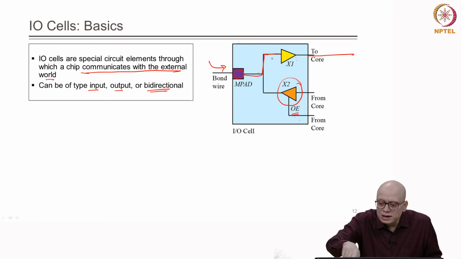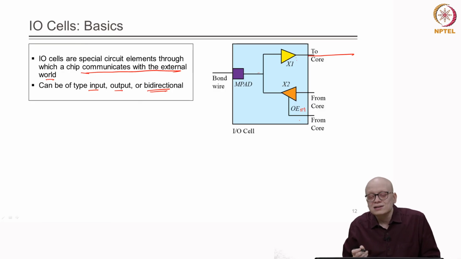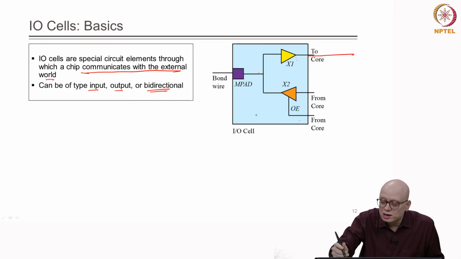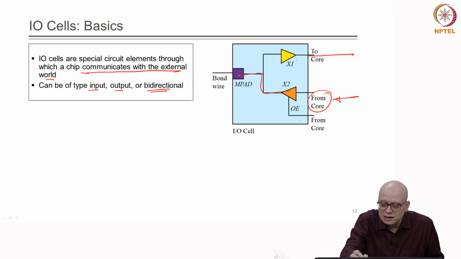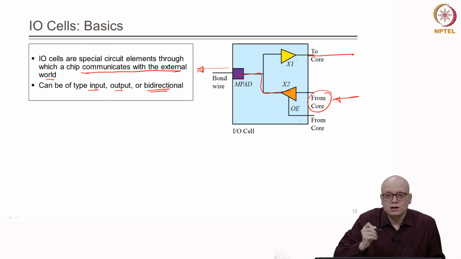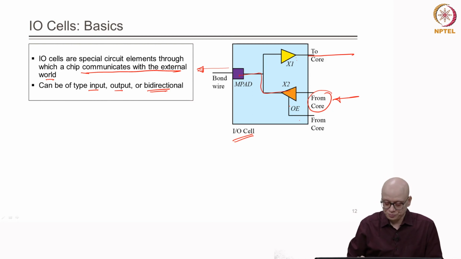And if OE is equal to 1, meaning output enable, then this IO cell will work as an output cell. Whatever value, 0 or 1, comes from the core will be available at this MPAD, and that signal can be read by the external world. That is why the IO cell that I have shown here is a bidirectional IO cell.